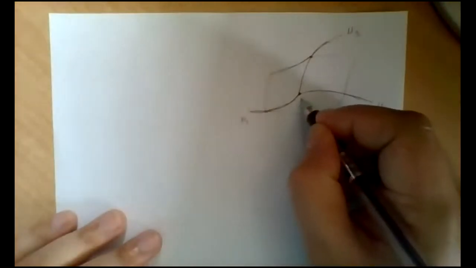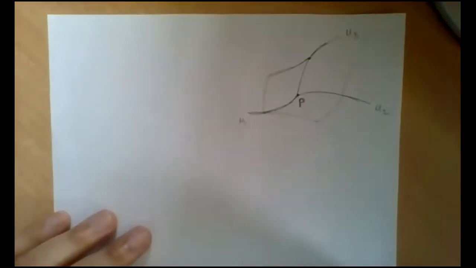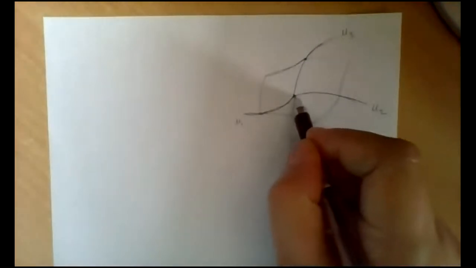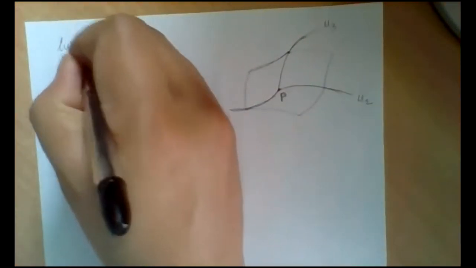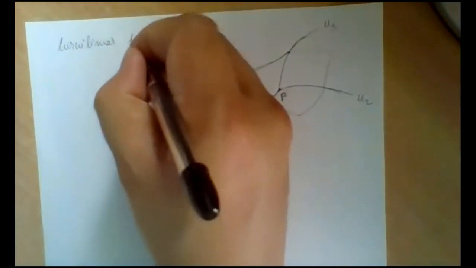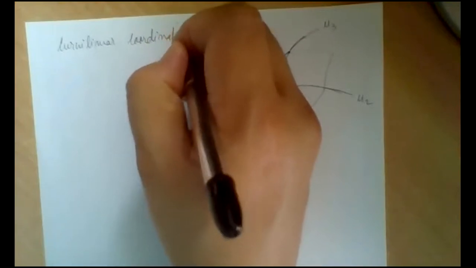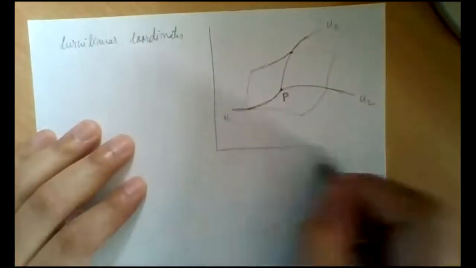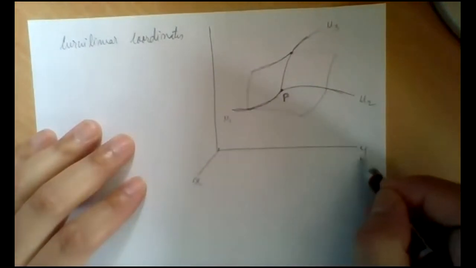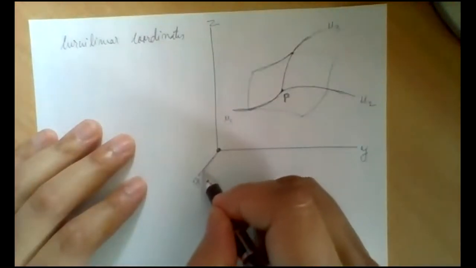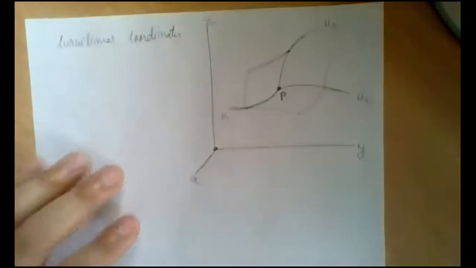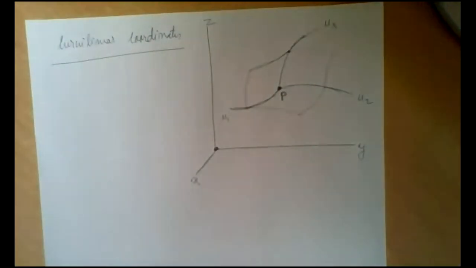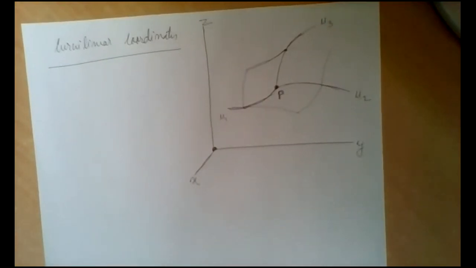I have a point P. These are the curvilinear coordinates. In terms of our Cartesian coordinates, this point P will have coordinates x, y, and z. In terms of the curvilinear coordinates u1, u2, u3, it will have a different set of coordinates.